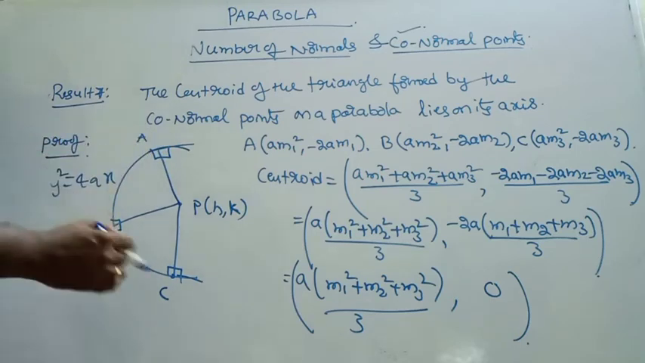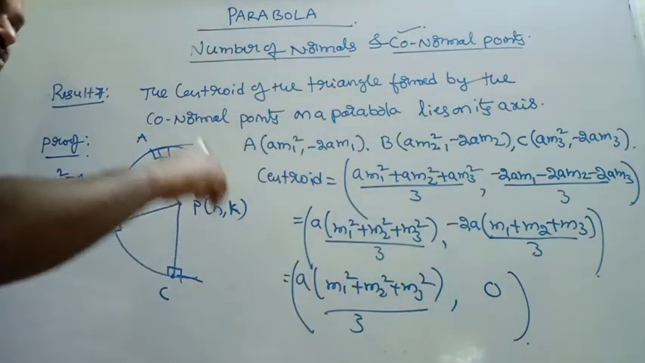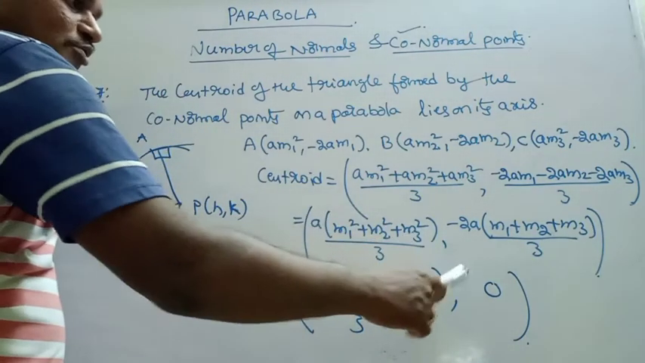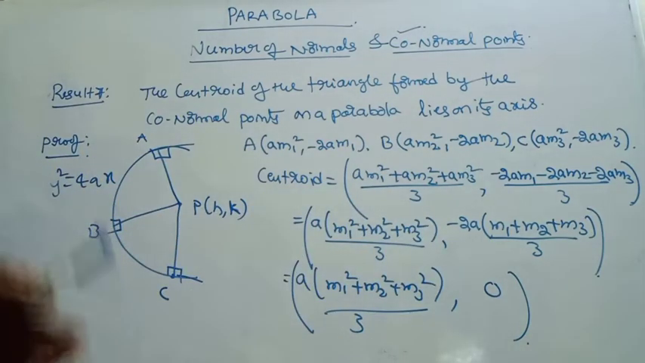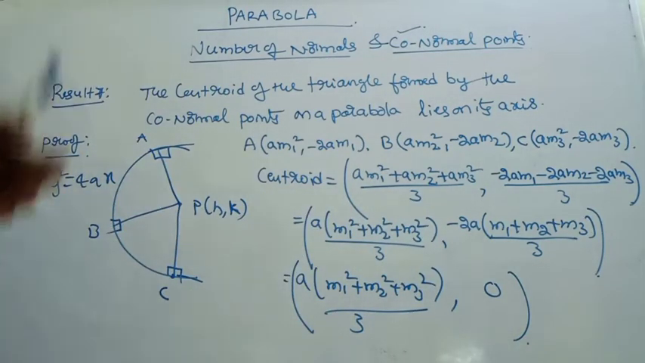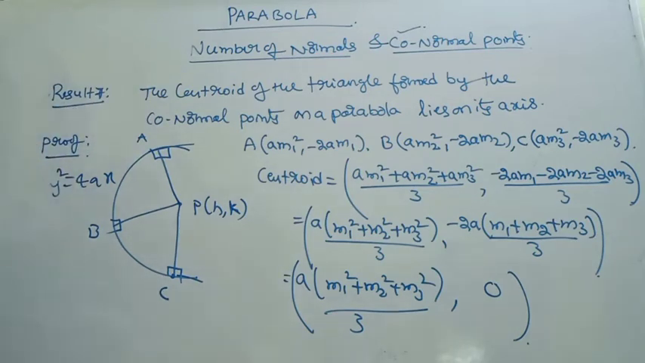For this parabola the axis is nothing but the x-axis, and if any point lies on the x-axis, its y coordinate becomes 0. That means we got the same thing, the y coordinate becomes 0. Therefore it is lying on the axis of its parabola, y square is equal to 4ax, right? Hence the proof.